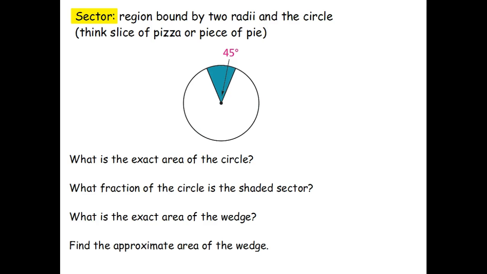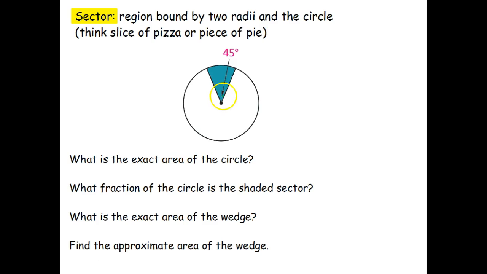So a sector is kind of like, think about a slice of pizza or a piece of pie. It's a wedge. So it's bound by the two radii, and then it's everything in between those two radii. So this part right here that's shaded in would be considered a sector of the circle.